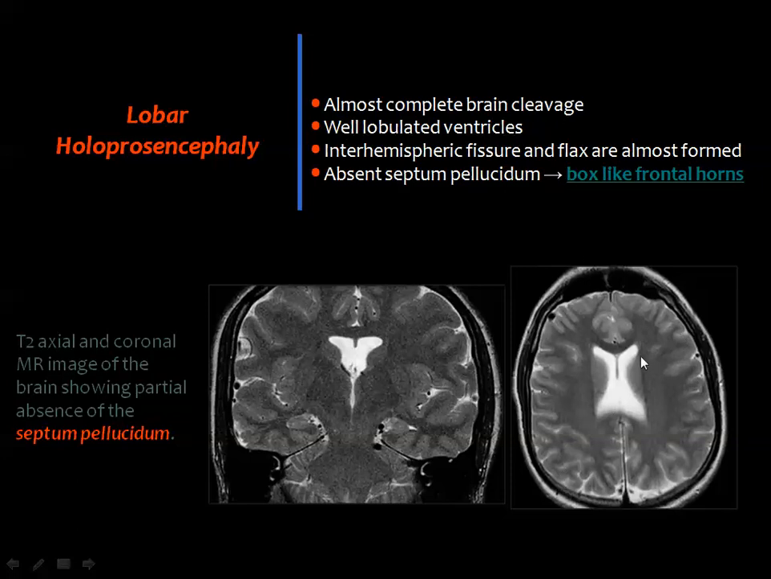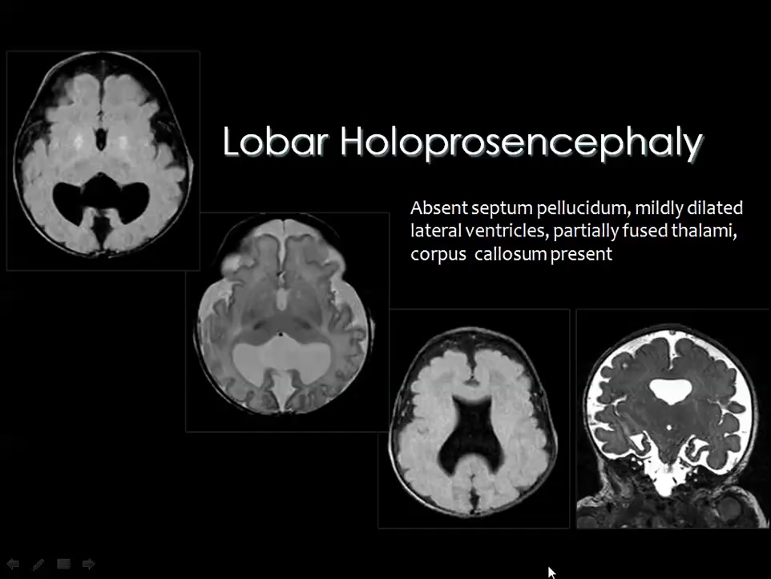They have frontal horn, occipital horn, temporal horn, and body. The interhemispheric fissure and falx are also well formed, and the only thing here is the absence of the septum pellucidum between the frontal horns of the lateral ventricles. And in the coronal images you see this very characteristic configuration of the frontal horns of the lateral ventricles, which is known as the box-like frontal horns.